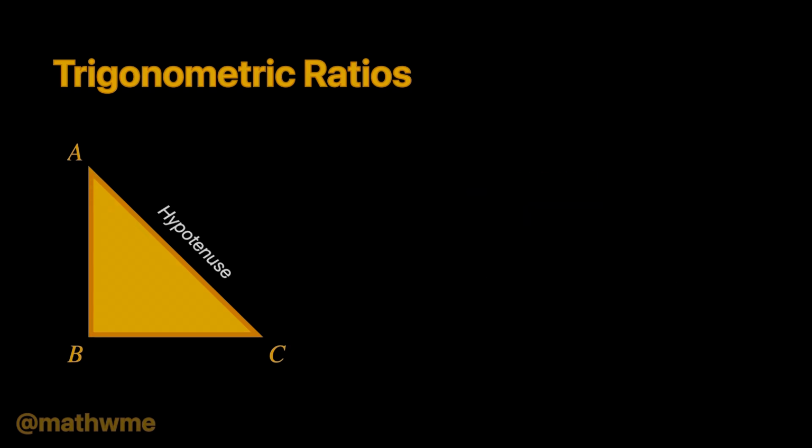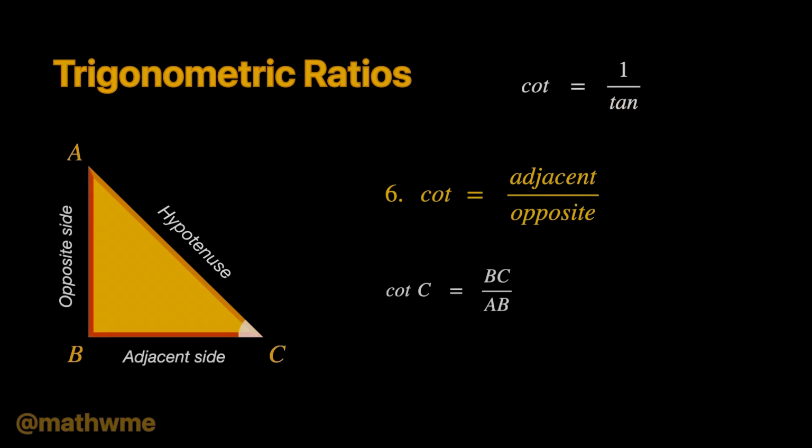And our last trigonometric ratio is cot, which is given by adjacent by opposite. That is the reason why we can represent it as 1 by tan. From angle C, it is represented as BC by AB, where AB is the opposite side and BC is the adjacent side with respect to angle C. Similarly, from angle A, we can represent it as AB by BC.